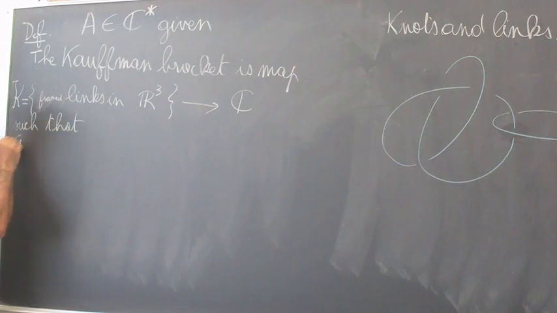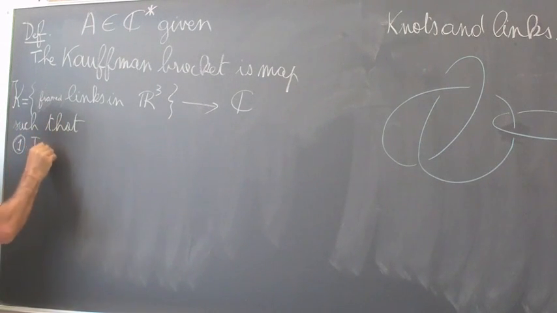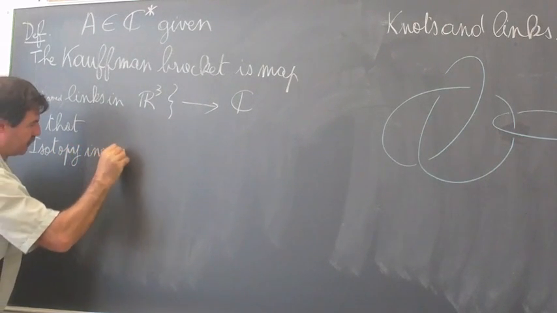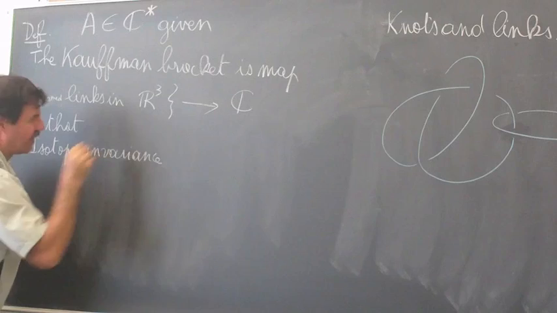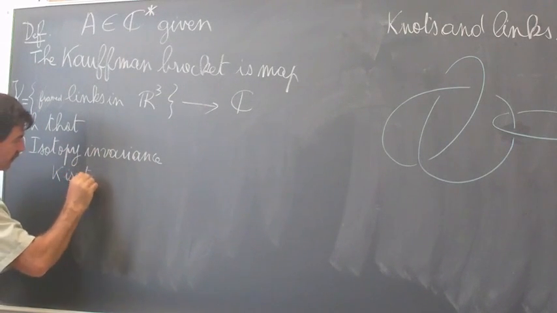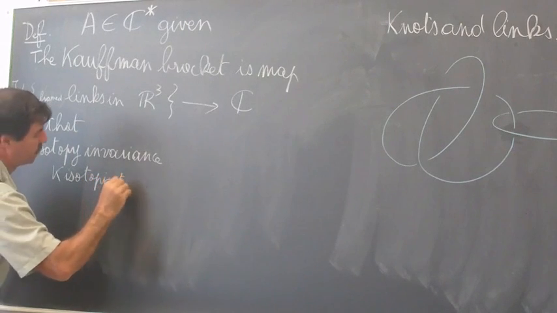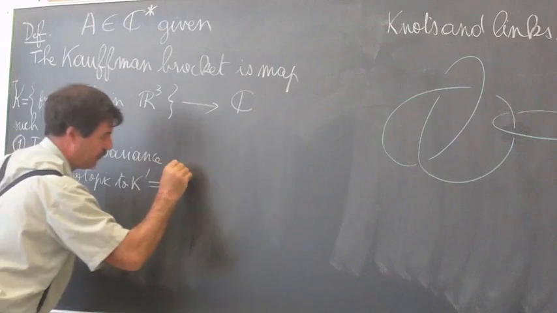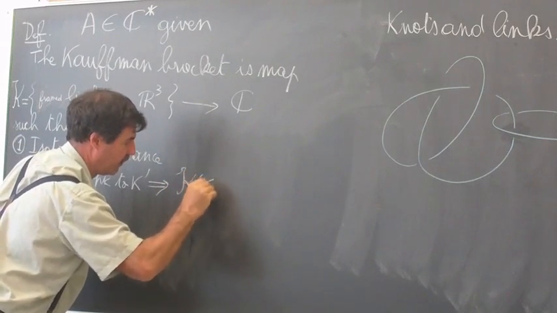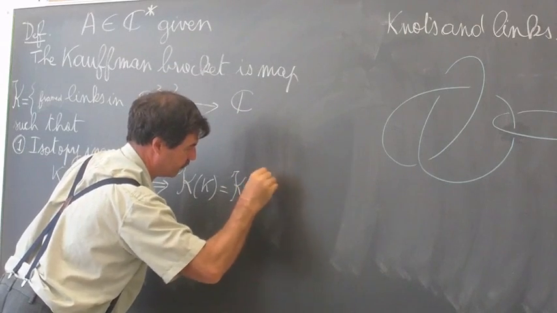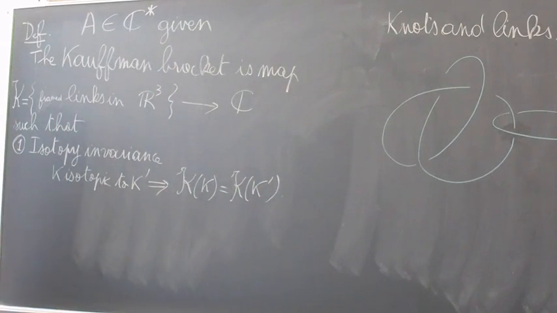The first one is isotopy invariance. It says that if K is isotopic to K prime, then they have the same bracket. In other words, it's a knot invariant. And that's what these things are good for.